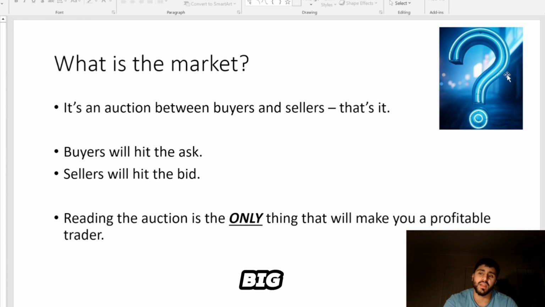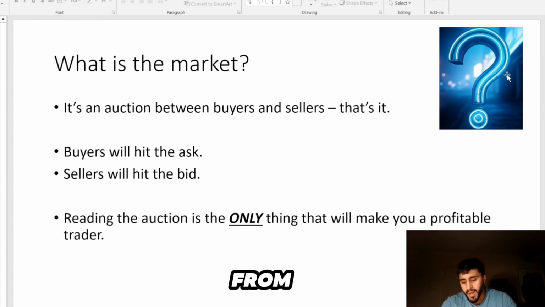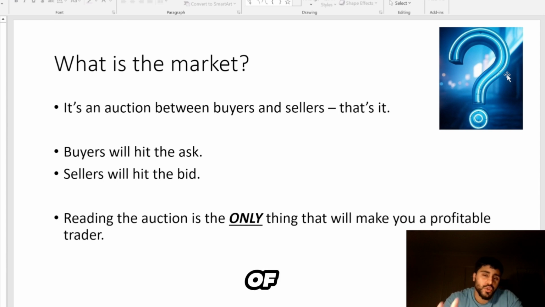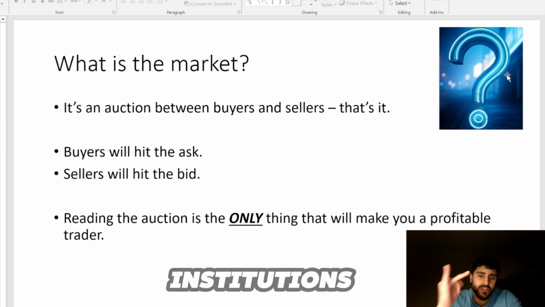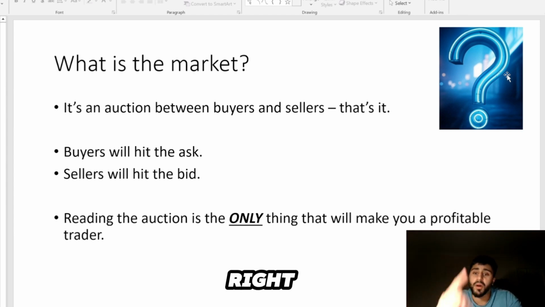Right? Yes, we have big players in the big financial corporations and institutions, i.e. banks. But from our perspective, sitting at home on our laptops with our internet connection, we need to understand the market in terms of two participants, right? So the banks, the institutions, the algorithms, whatever you want to call them, they all come down to two fundamental principles, right? Buyers and sellers, right?